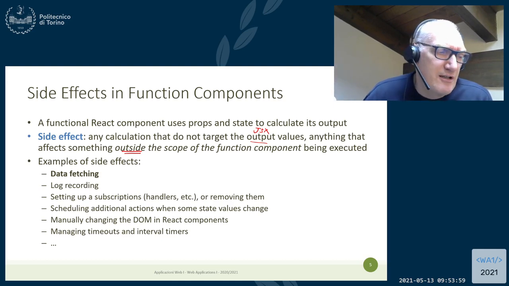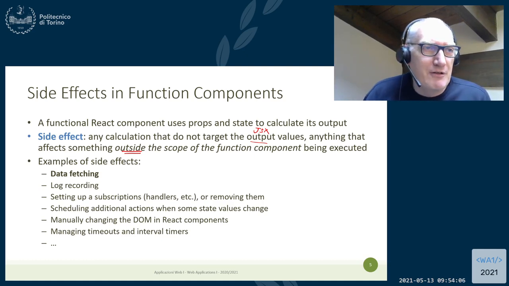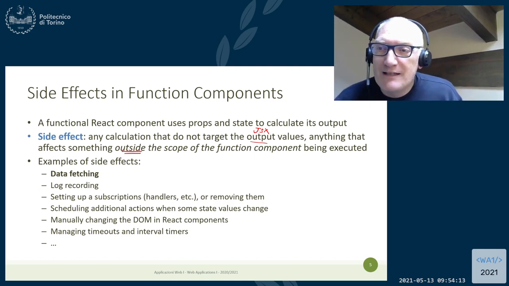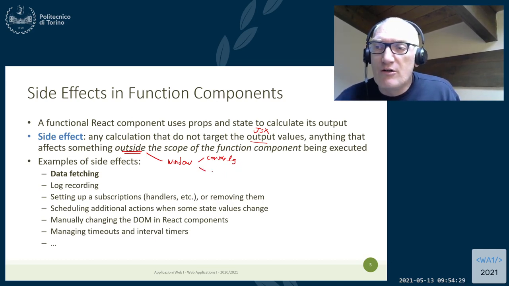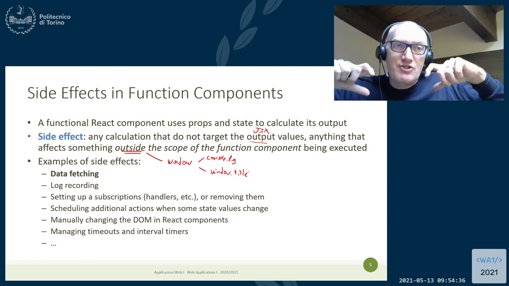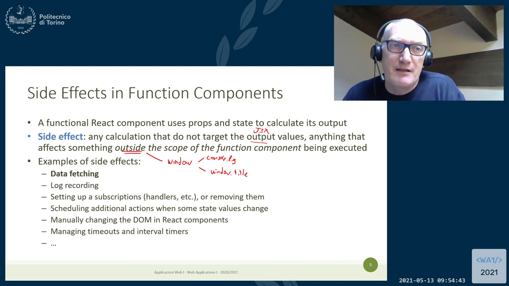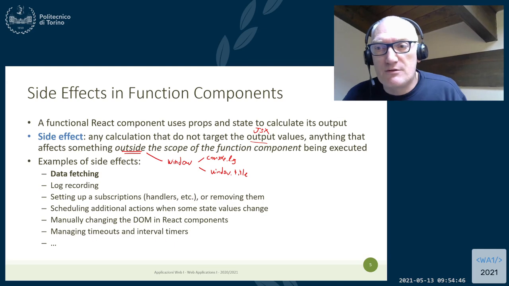Of course, we don't use global variables in our programs, because we are not crazy enough to do that. And so outside the scope of the function, what can it mean? Outside the scope of the function could be the browser. So for example, the window object. And so this means, for example, console.log technically is a side effect, because it affects something outside the function. Or, I don't know, window.title. We can change the title of the window, and this will change some information which is not controlled by a React component, because it's a resource that is directly provided by the browser itself. So it's an outside resource.